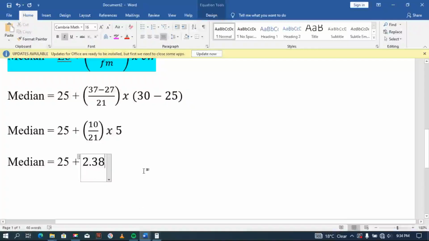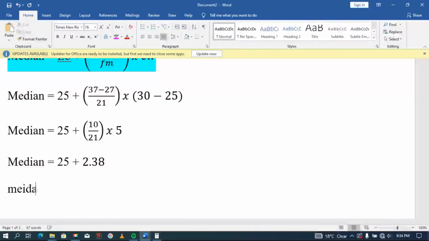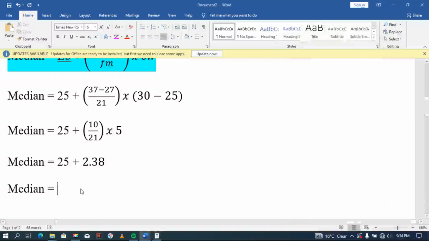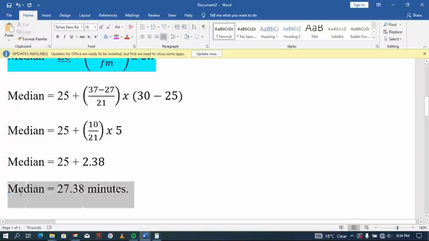So it's implying that our median would be 25 plus 2.38, giving us 27.38 minutes. So our median is obtained as 27.38 minutes because the recovery time is in terms of minutes.